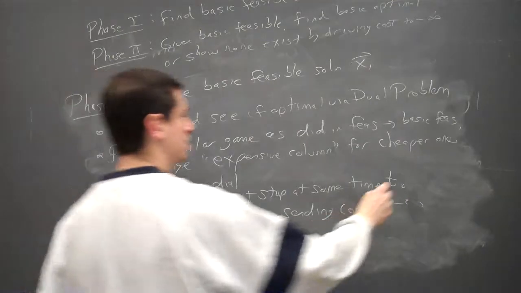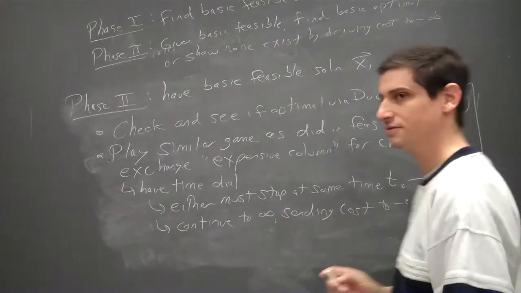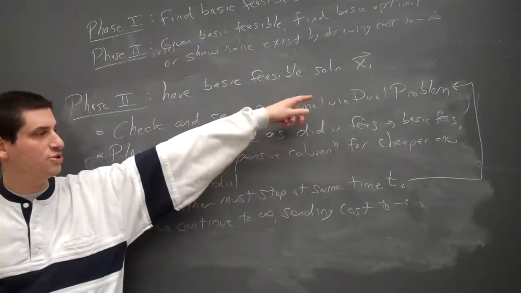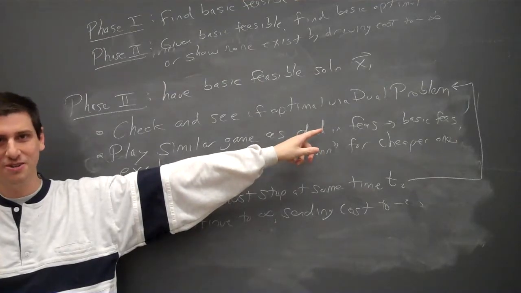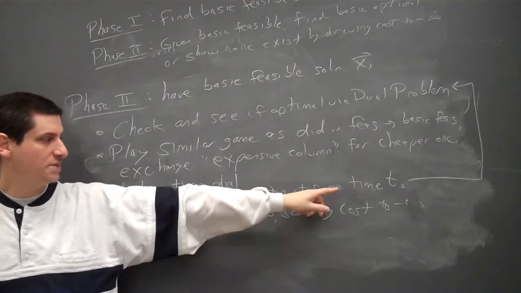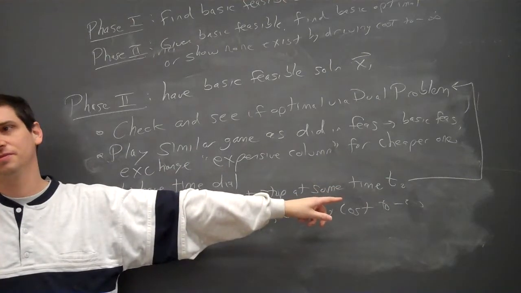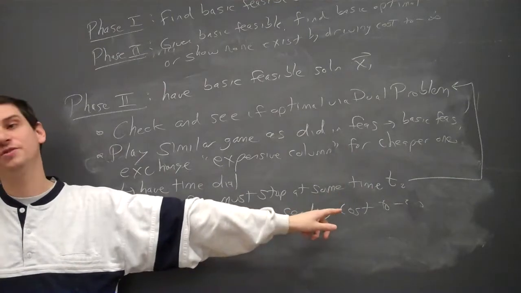What we do is now we take this and we feed it back into here. And if it's optimal, we're done. If it's not optimal, we play the same game as before. We look at these linear combinations. We have a new time variable, except now instead of calling it t2, we call it t3, or we go off to minus infinity.